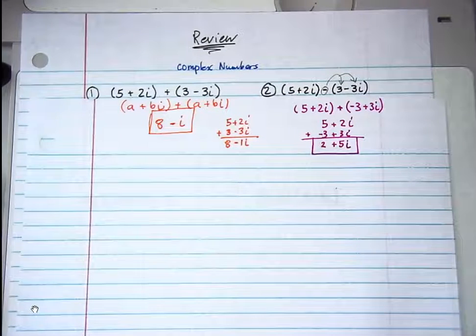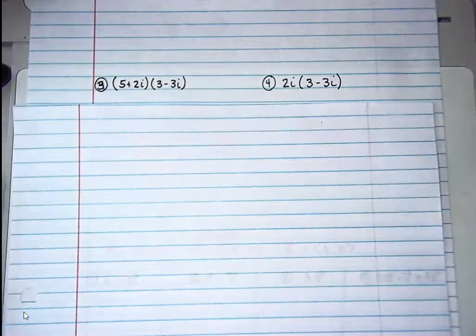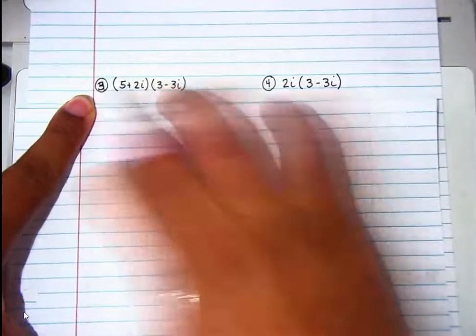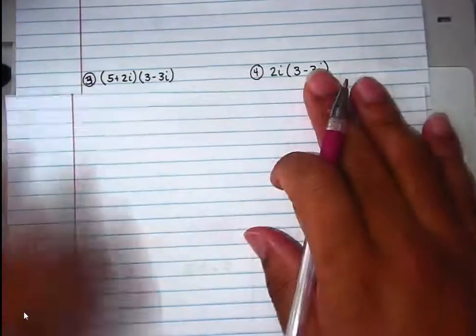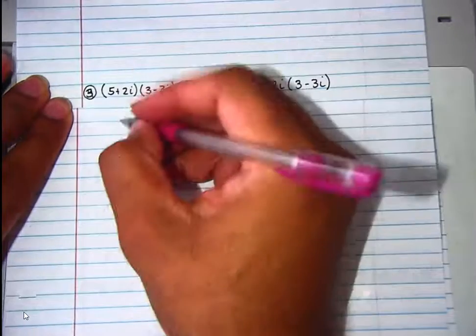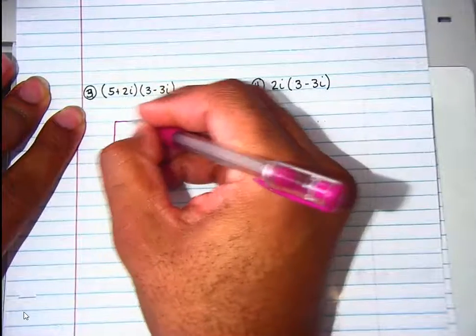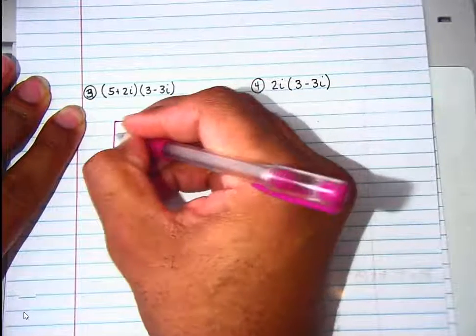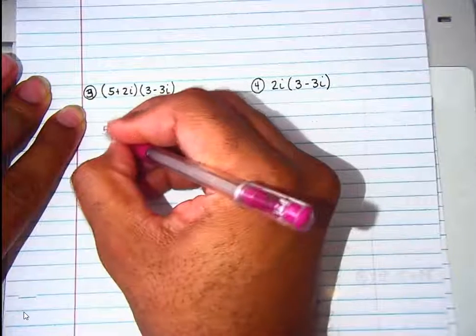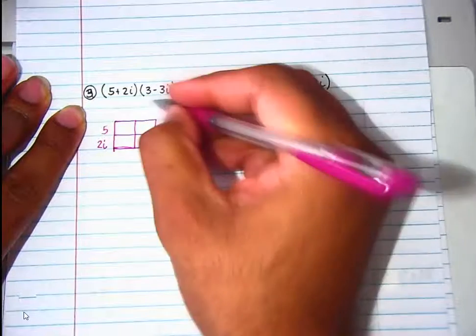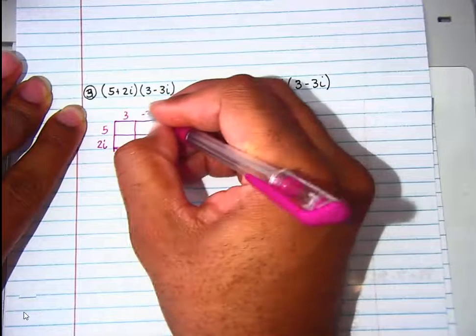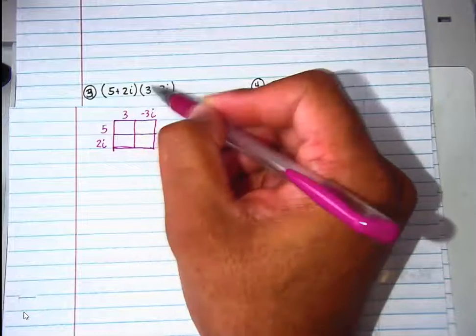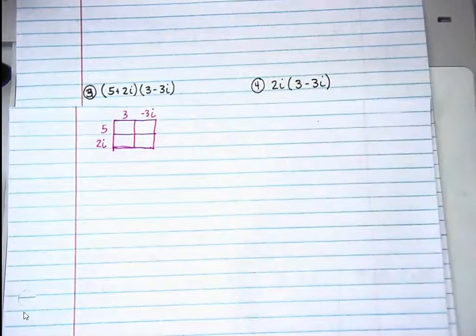We got this. All right, so let's go to the next one. The next one is 3, and we're going to be multiplying them. So we're going to do box method here. If you do the rainbow method or FOIL method, whichever one you learned, you can do, it gets the same answer. But I'm going to do box method here. All right, so for the first one, we're going to put that in the front. So 5 and 2i, positive 2i. Then 3 and negative 3i. And we're going to go ahead and multiply that through.